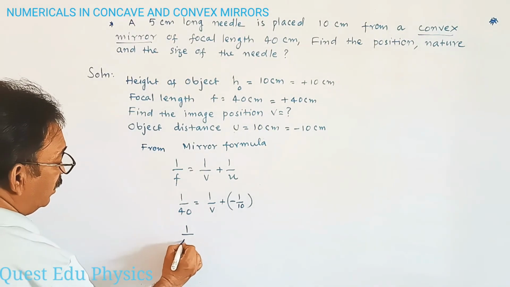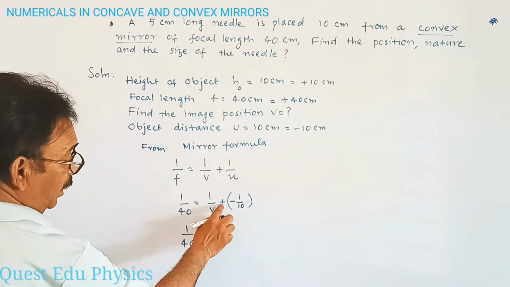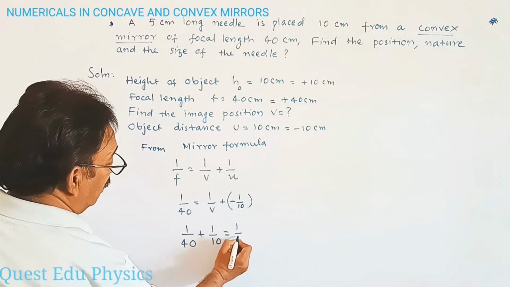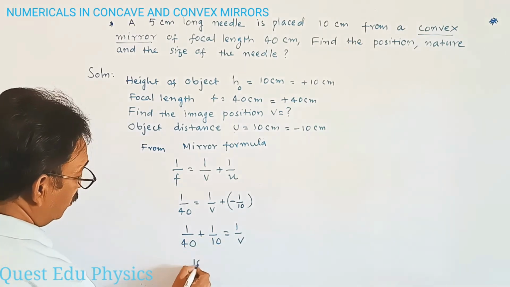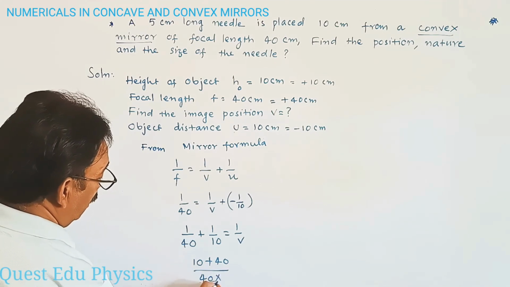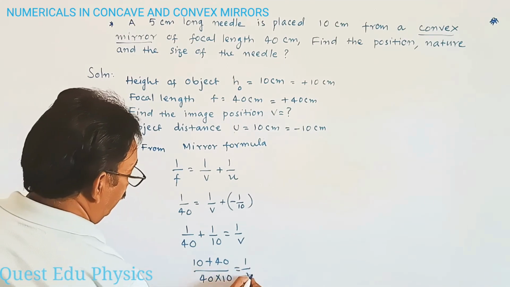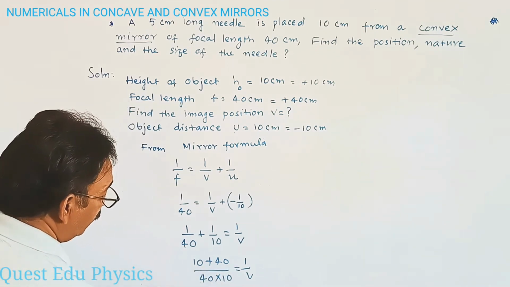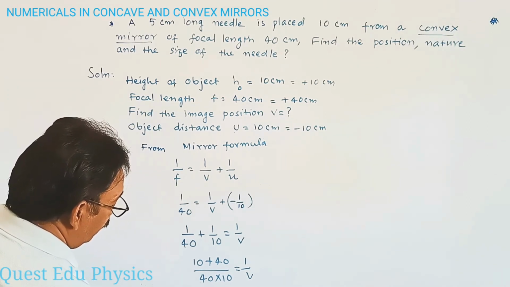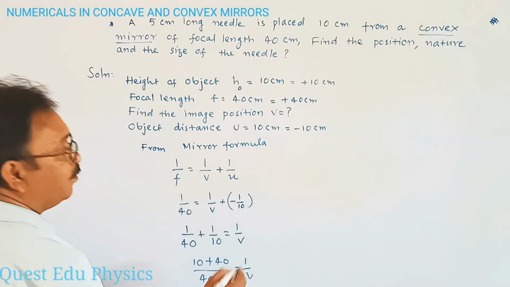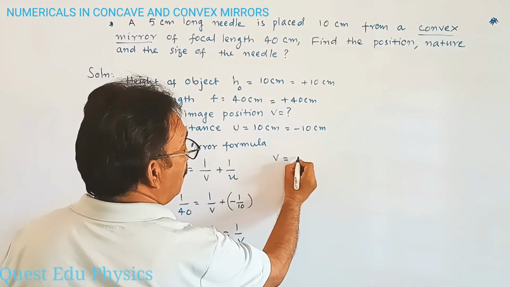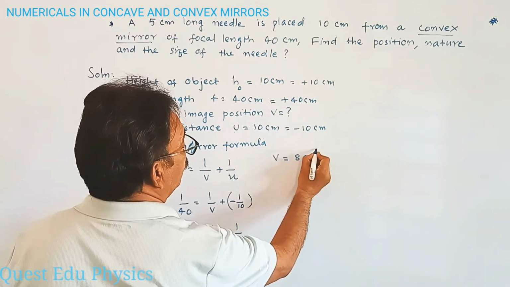It is 1 by 10, 40. Here the minus, we brought it here. 1 by 10 is equal to 1 by V. Then 10 plus 40 upon 40 into 10 is equal to 1 by V. Okay, students, it's 50 by 400 is equal to 1 by V. We got the image distance. V is equal to 8 centimeters, students.